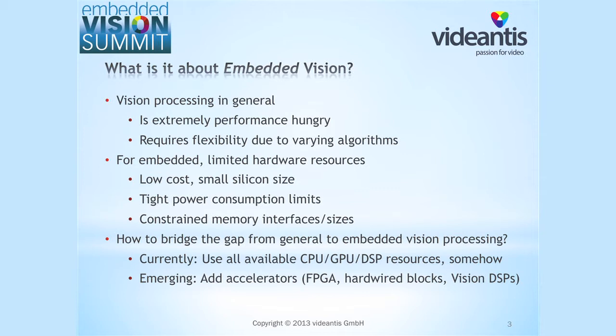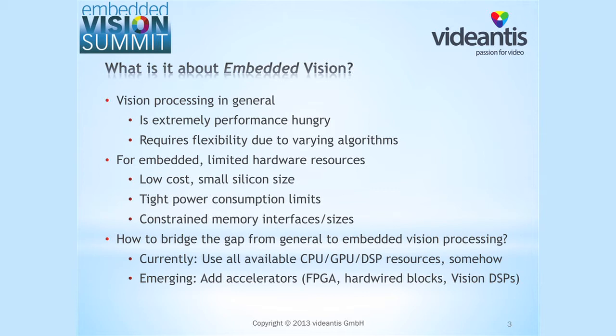For embedded, we have some additional constraints. We usually have low-cost, small silicon size constraints. We have tight power consumption limits for portable devices. And we have constrained memory interfaces and memory sizes. So the question here is, how can we bridge the gap from general vision processing to embedded vision processing? What people currently do is they basically use all available resources on an SoC. So they use the CPU, the GPU, the DSP in some way. There's no really official way of doing it.